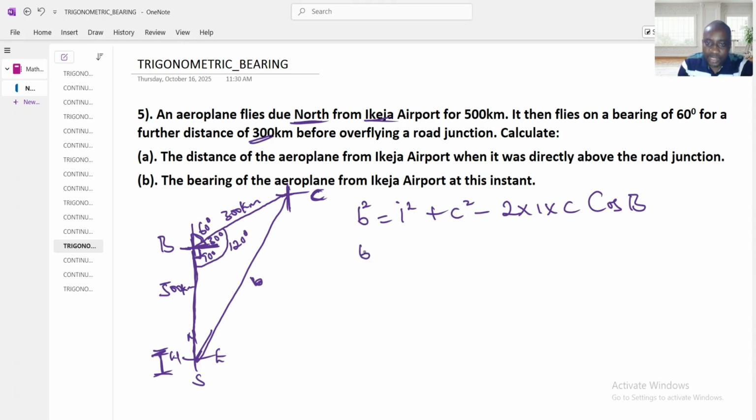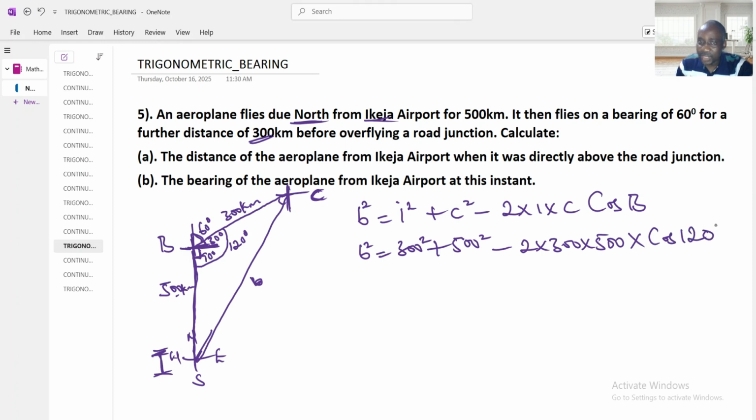What is our small letter b? We don't know. What is our small letter i? This is I, Ikeja. Which side does it face? The side opposite I is 300, so 300 squared. What of the c? The side opposite the angle C is 500 kilometers. So 500 squared minus 2 times 300 times 500 times cosine. What is the cosine? Cosine 120 degrees. Now, let's proceed.